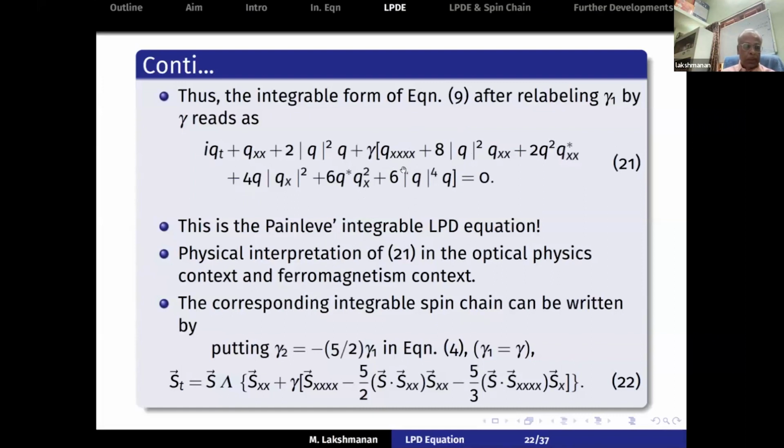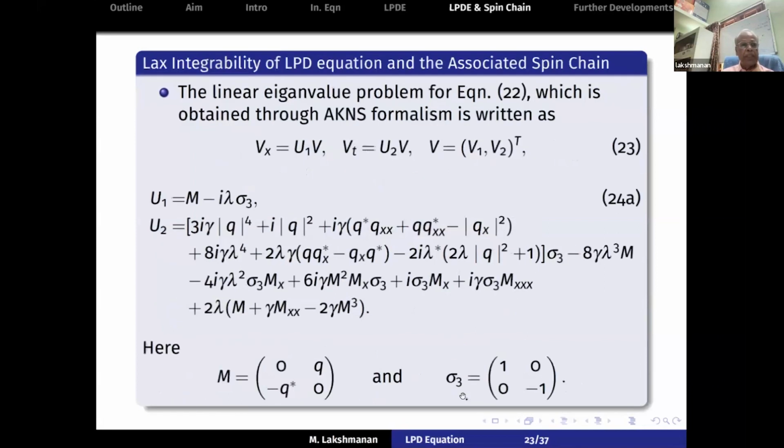So this is the integrable LPD equation in the Painleve sense, and the corresponding spin chain equation is this fourth order spin chain equation. When gamma equals 0, this is the standard Heisenberg spin chain, and when gamma 2 equals minus 5 by 2 gamma 1, then you have this spin chain equation. And for this equation, one can show that it is Lax integrable by identifying the appropriate eigenvalue equation V_x equal to U1 V and the corresponding time evolution V_t equal to U2 V. And you can carry out an inverse scattering transform analysis.